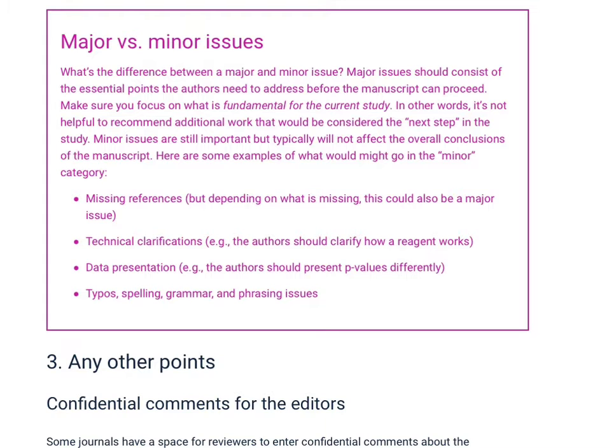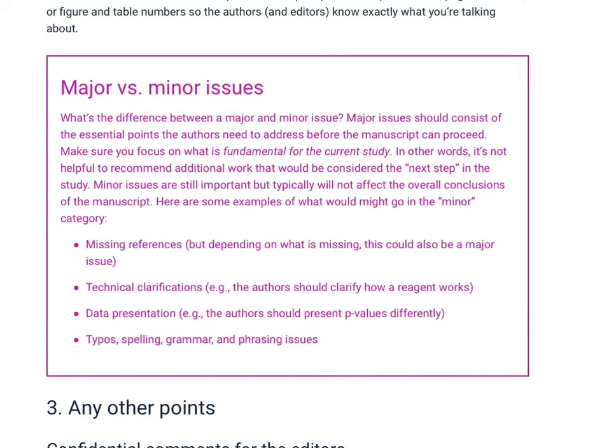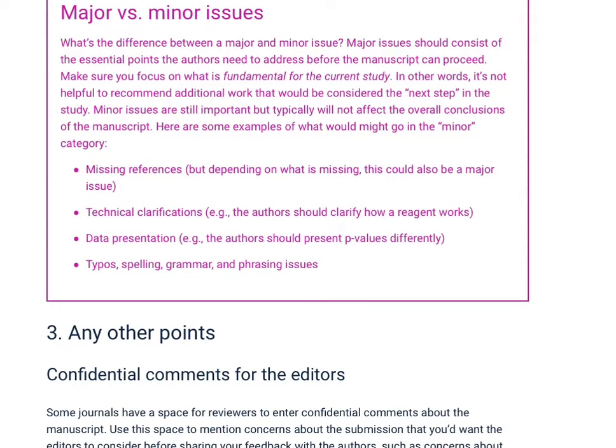That is so important. Major issues would consist of the essential points that authors need to address before the manuscript can proceed. So, for instance, you may have to conduct an additional study, or you may need to conduct additional analyses. That will probably be more common.